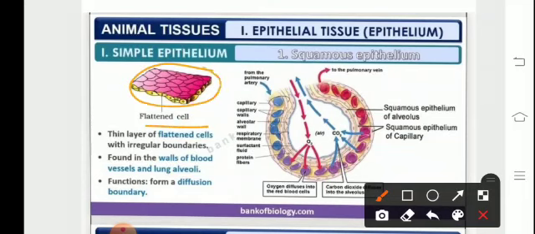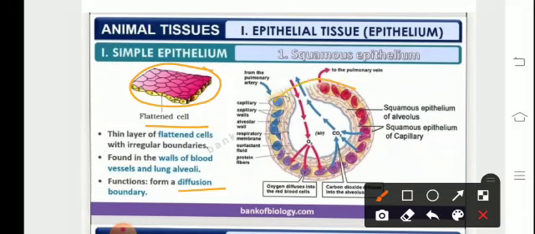They are also called pavement epithelium because of their tile-like appearance. The function is to carry out filtration and diffusion. The location of simple squamous epithelium in the body is the lining of Bowman's capsule, which is a component of the nephron, and the descending and ascending limb of the loop of Henle present in the kidney.